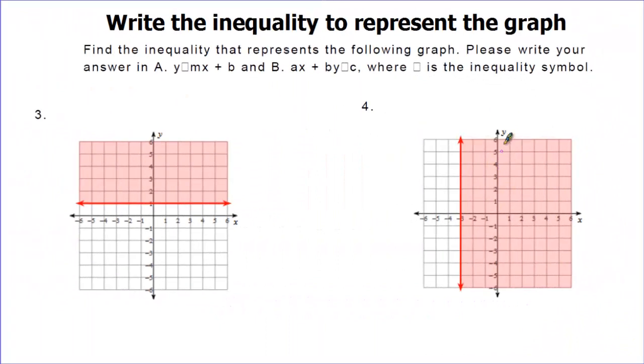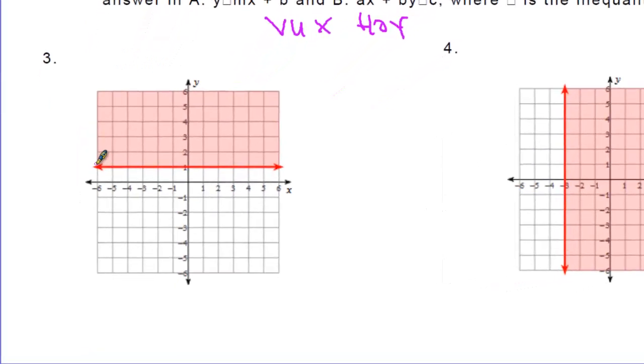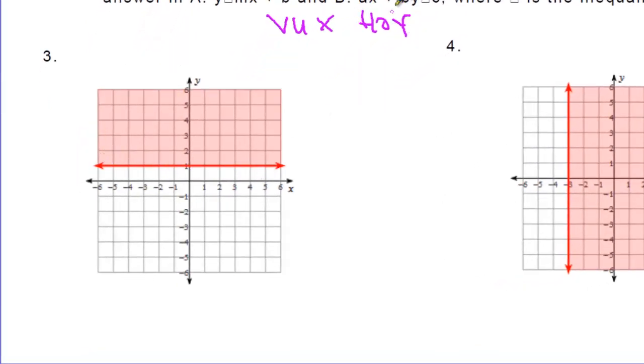For examples 3 and 4, we are going to use our acronym VOXHOI. So for this example, we know that we have a horizontal line. Since we have a horizontal line, we are going to use HOY. The slope is 0 and the equation is y.